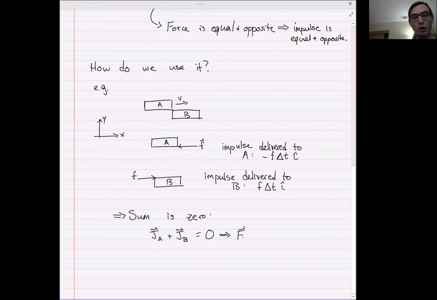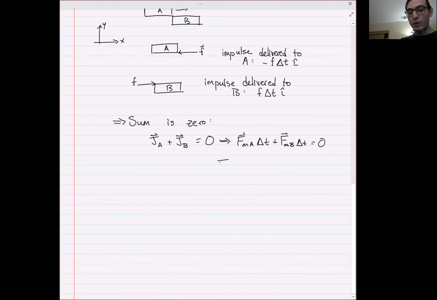So this is equal to the force on A times delta T plus the force on B times delta T, and that's equal to 0, because the sum of the impulses is equal to 0. J is always impulse. We know what the force on A is: the mass of A times the acceleration of A, assuming there are no other forces, which is a fair assumption here, plus the mass of B times the acceleration of B, times delta T.